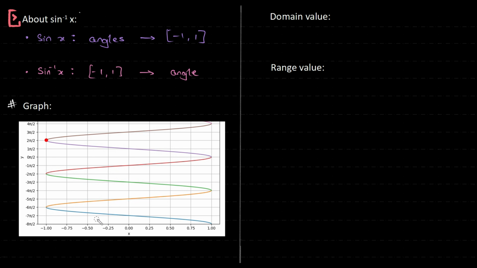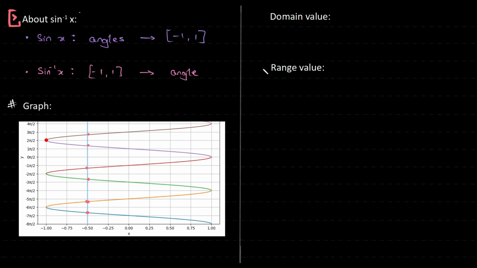If I have an input of, for example, minus 0.5, this is your input, and we can see that it has plenty of outputs. This is an output, this is an output, and so on. There are plenty of outputs, six outputs itself over here.